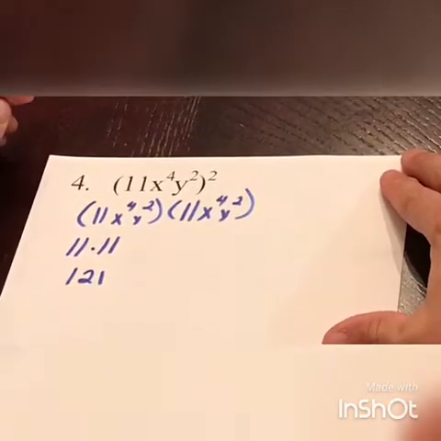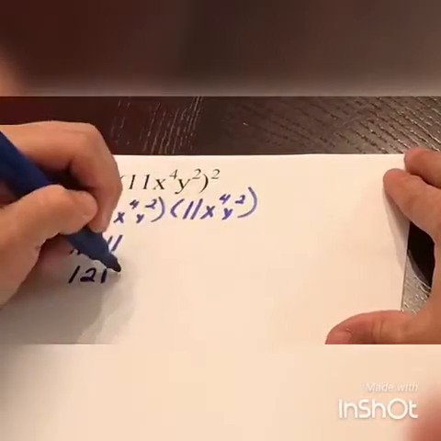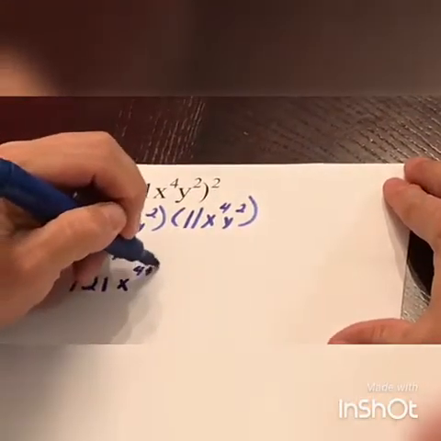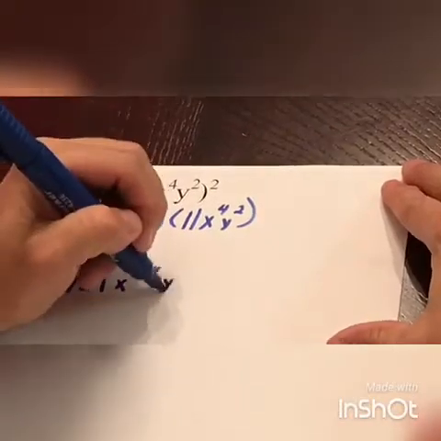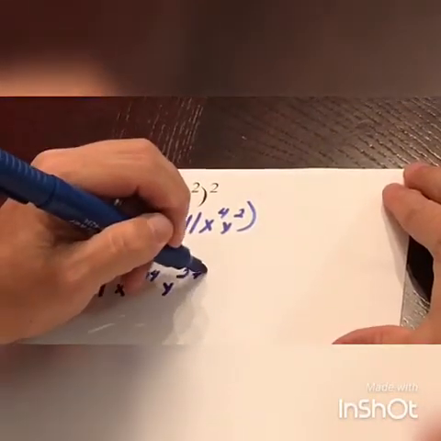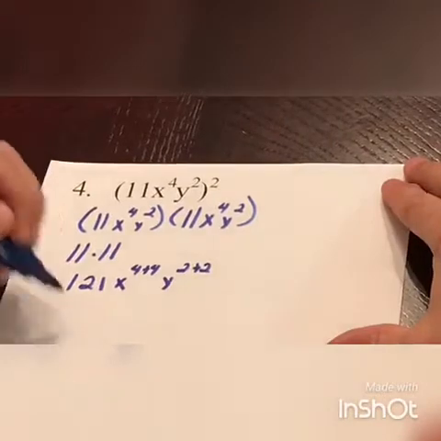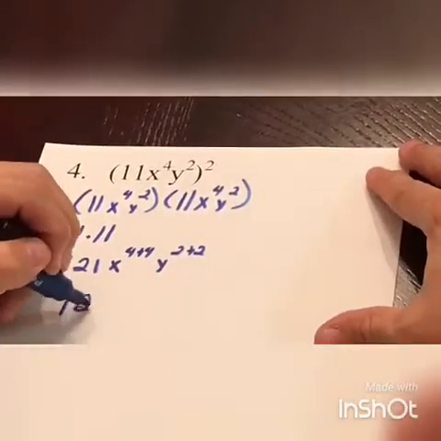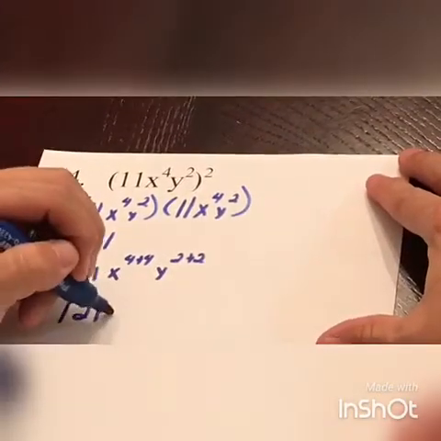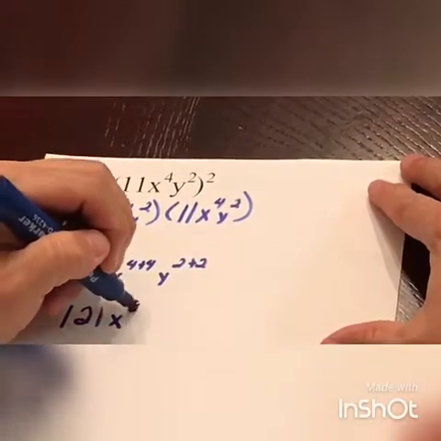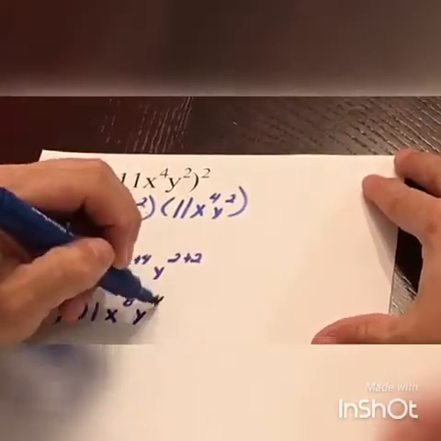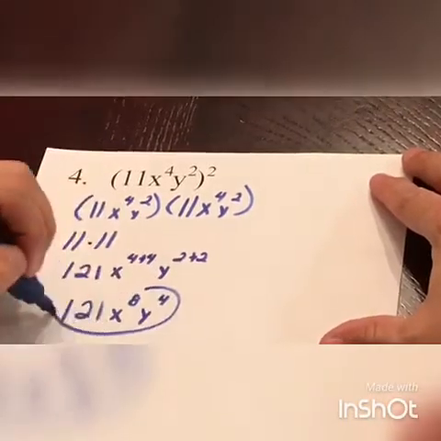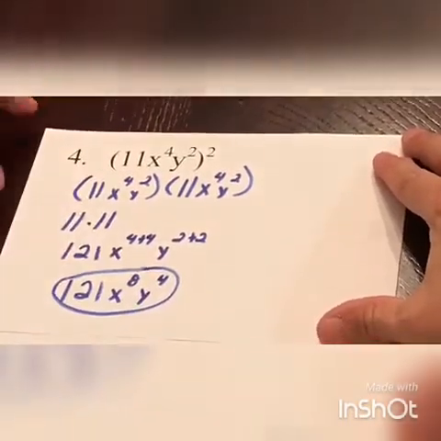X to the 4th plus x to the 4th, y to the 2nd plus y to the 2nd. 121, 4 plus 4 is x to the 8th, 2 plus 2 is y to the 4th. And we have our final answer for number 4.